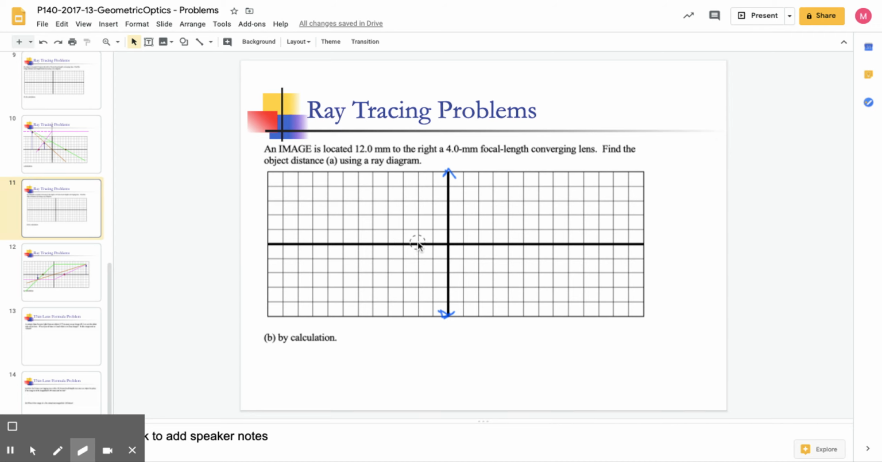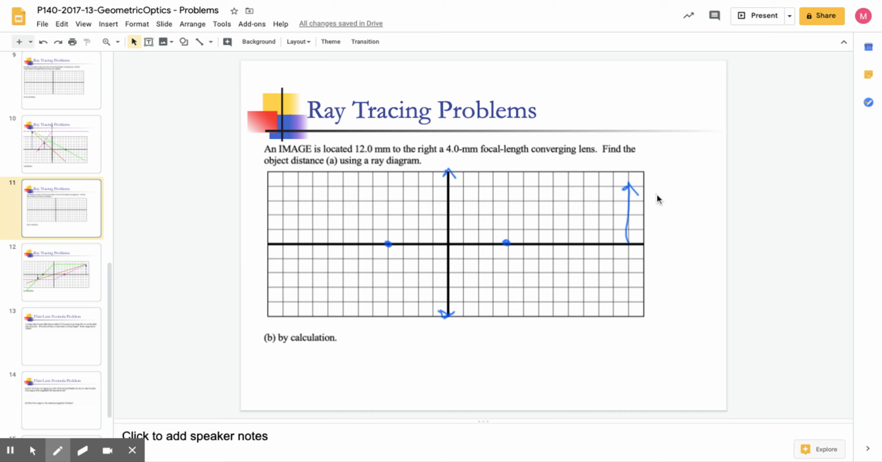Okay, and we're going to put our focal length here, 1, 2, 3, 4, and 1, 2, 3, 4 on the other side. We're going to place our image. This is 4, 5, 6, 7, 8, 9, 10, 11, 12. And I'm going to make this pretty tall, like that. And now I'm just going to start.